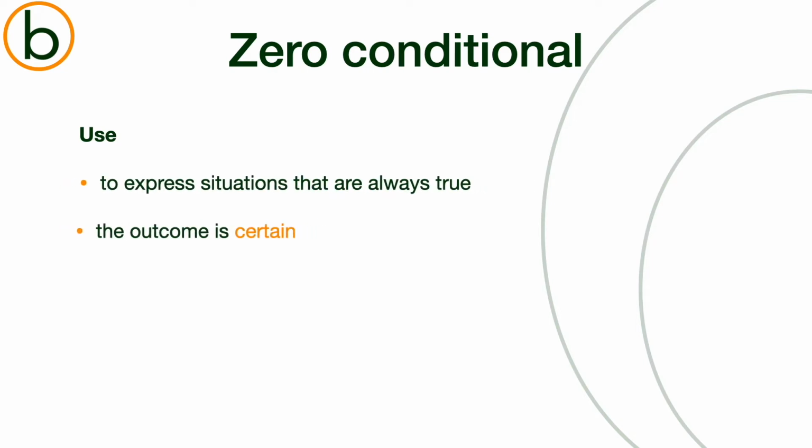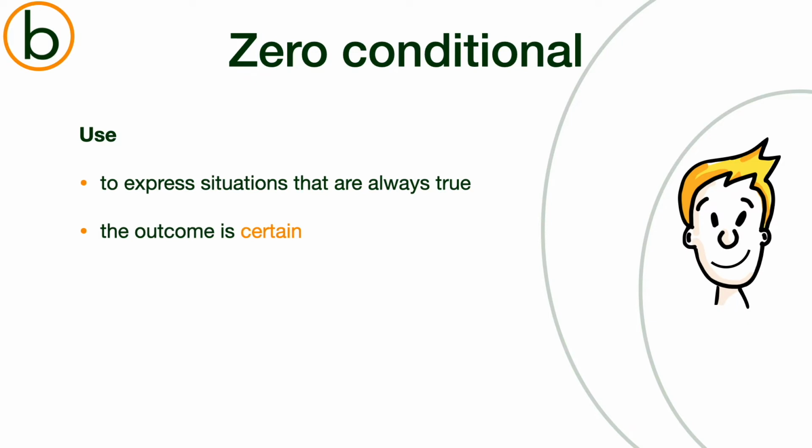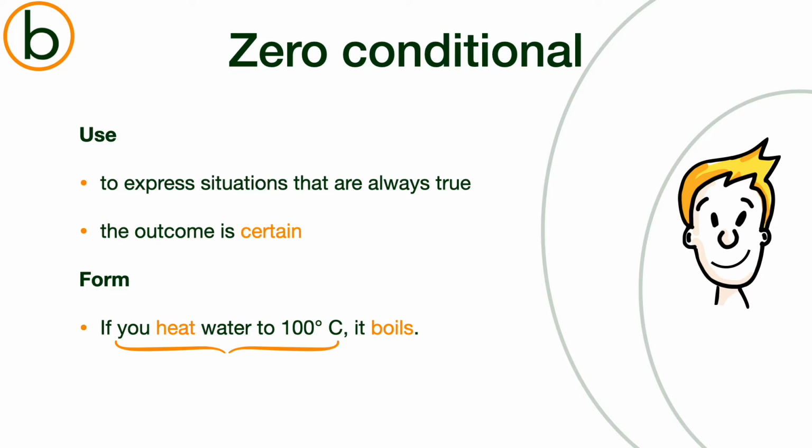We use a zero conditional to express situations that are always true. We use them to express facts. The outcome is certain. For instance, if you heat water to 100 degrees Celsius, it boils. That's a fact. It's always true. If we look at the sentence, we can see the if clause starts with if, followed by a present simple. The second part of the sentence, the result, is also in the present simple. So the zero conditional just uses a present simple tense.